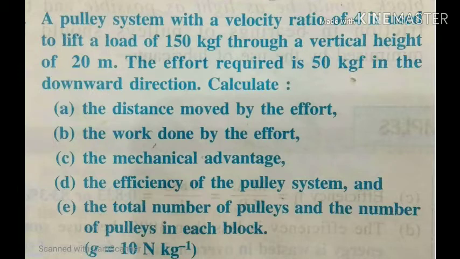Coming to the second question of this session, question number 2. A pulley system with a velocity ratio of 4 is used to lift a load of 150 kg force through a vertical height of 20 meter. The effort required is 50 kg force in the downward direction. Calculate the distance moved by the effort, the work done by the effort, the mechanical advantage, the efficiency of the pulley system, and the total number of pulleys and the number of pulleys in each block. There are 5 questions in this section.